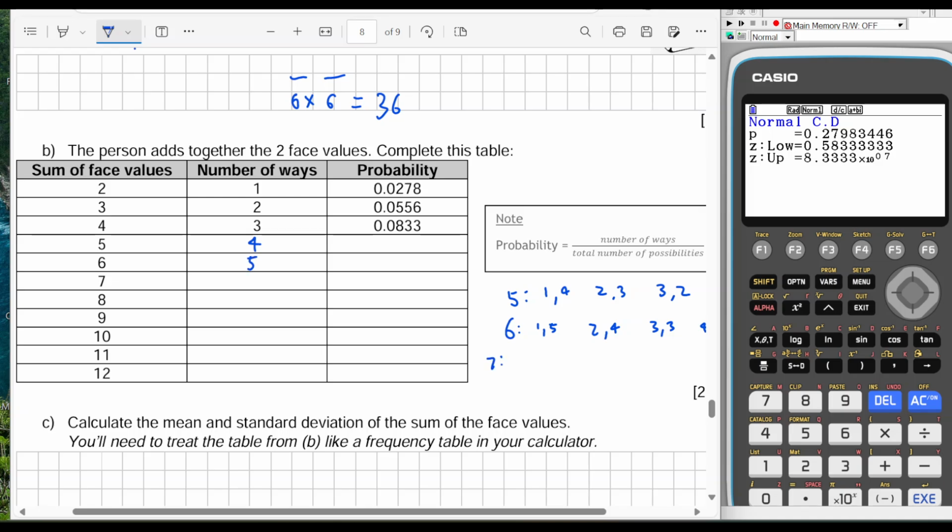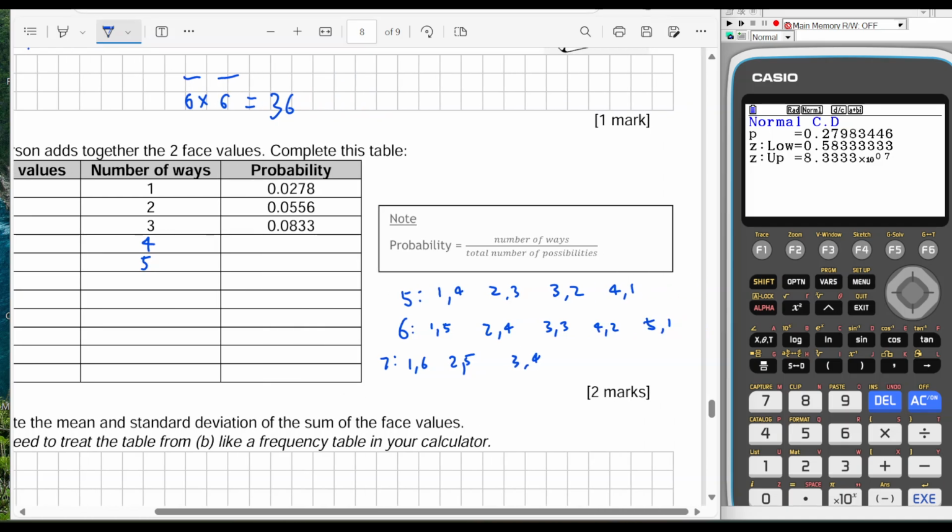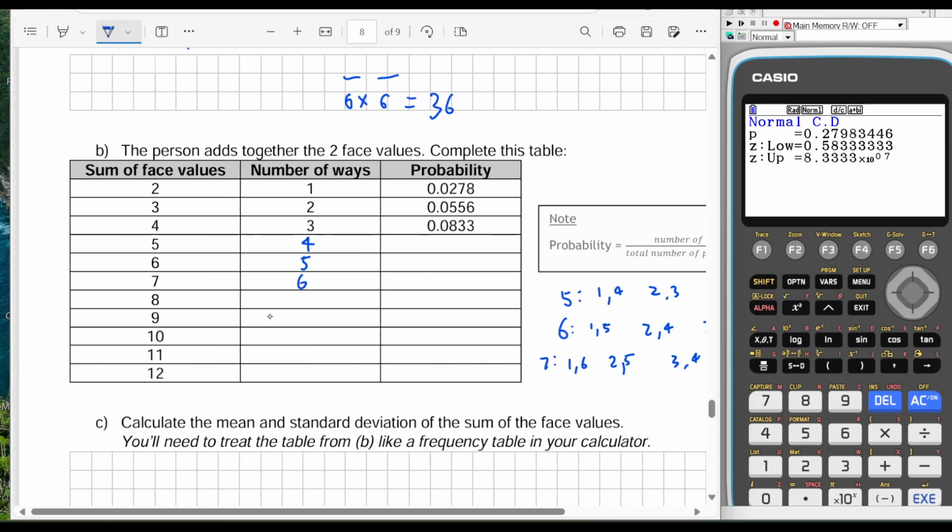If I want to roll a 7, I could go 1 and a 6, 2 and a 5. I could go for a 3 and a 4. I could go 4, 3. I could go 5, 2, and I could go 6, 1. And that is 6 ways to do it.